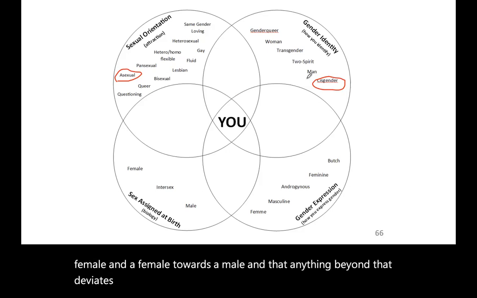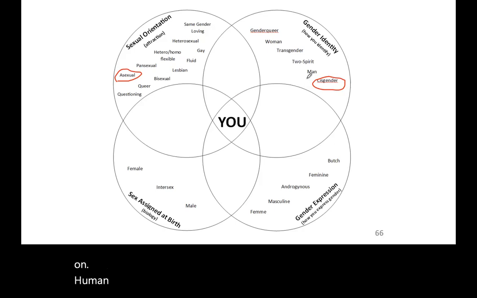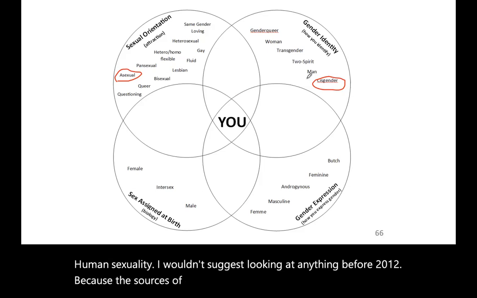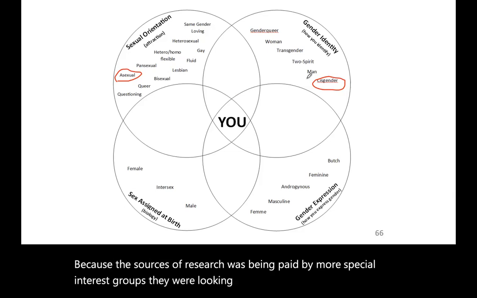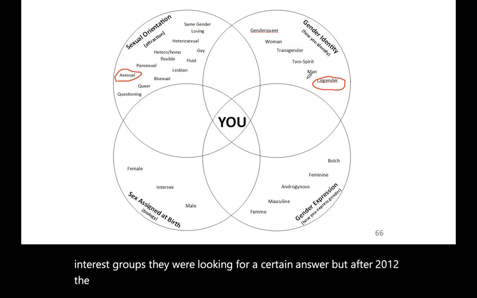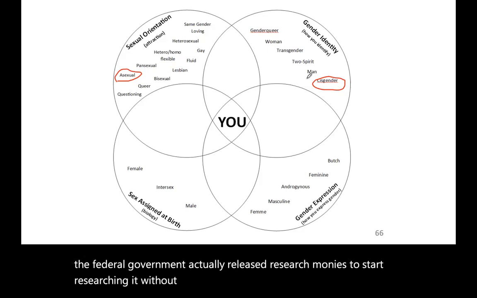Okay. This term was added because if you really look at research on human sexuality, I want to suggest looking at anything before 2012 with caution, because the sources of research were being paid for by special interest groups. They were looking for a certain answer. But after 2012, the federal government actually released research money to start researching it without any special interest being involved.